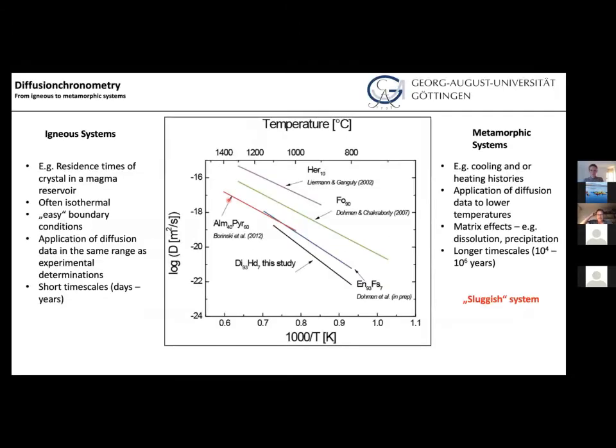And if you look at diffusion chronometry, it started out and was heavily applied to igneous systems at first. And the reason for that is quite simple. Firstly, all the diffusion experiments, the diffusion coefficients are determined at temperatures that are high enough to produce diffusion profiles that can be measured by various analytical techniques. And so the application of these diffusion data is in the area where your igneous systems are sitting. Then you have, for example, the determination of timescales of residence times of crystals in magma chambers, plumbing systems.